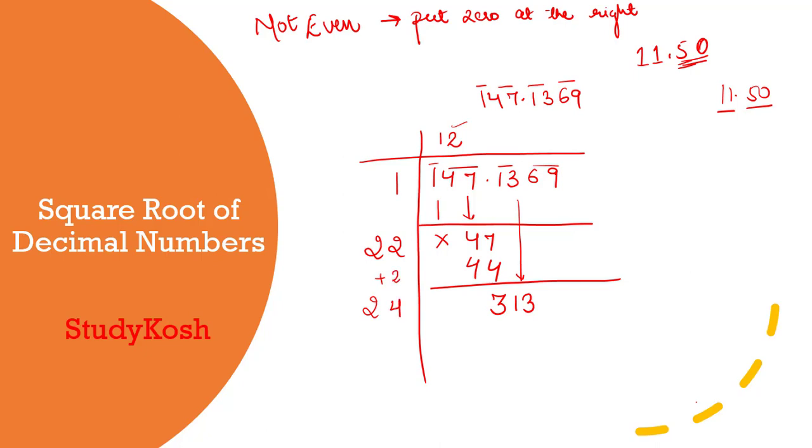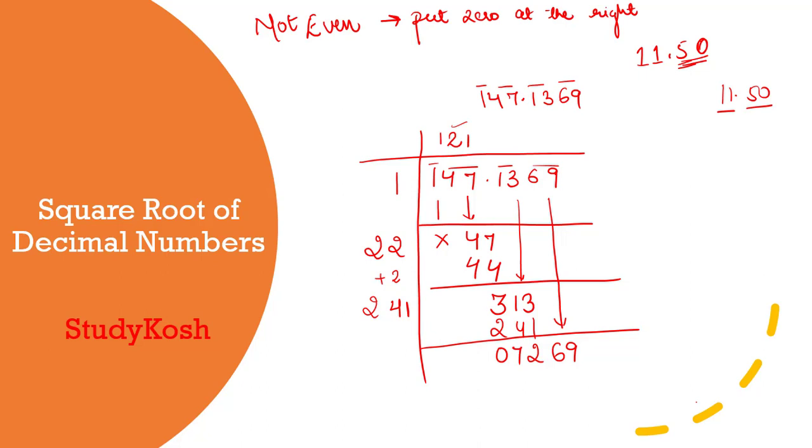Now again we'll find the next number. If we use 1 here, we'll get 241, but if we use 2, then the number will be more than this 313. So it is better to use 1 here and here as well. So 241 ones are 241. When you subtract it, you'll get 72. Then we'll bring the last period, that is 69, here.